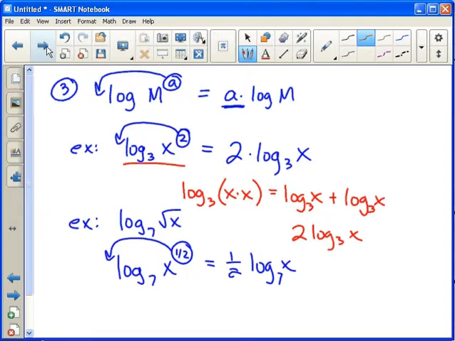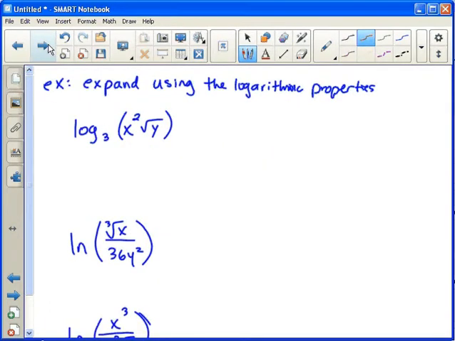Alright, so like I said, you can go both directions with these. You can expand, which is what we were doing, or you can condense, which we'll look at in just a second. So let's start by expanding. Now when you are asked to expand something using the properties, the first thing I would focus on is the product and the quotient rule. In other words, wherever I'm multiplying, split it up as addition. Wherever I'm dividing, split it up as subtraction. So here I would start by saying log base 3 of x squared plus log base 3. And I'm going to go ahead and rewrite the square root of y as y to the 1/2.